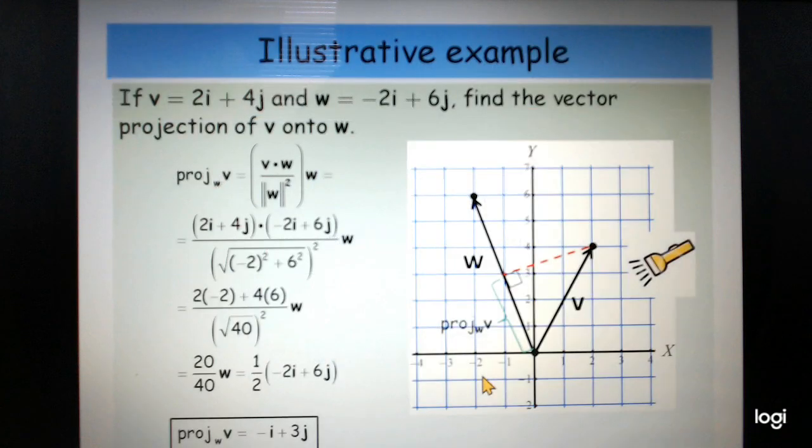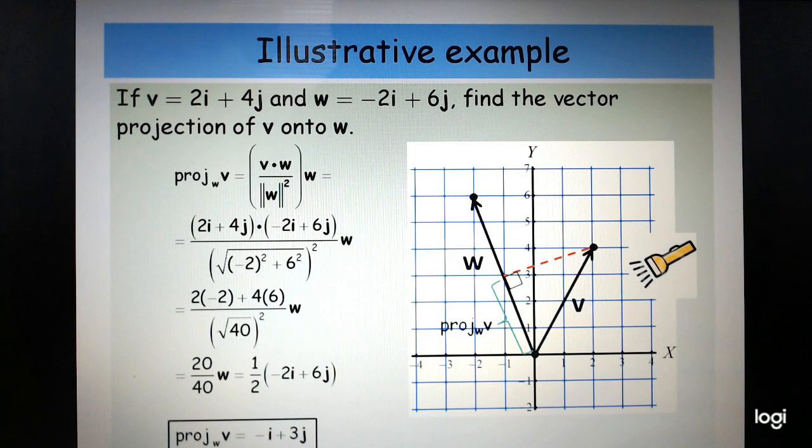Here we go. All right, let's do an example. Let's suppose vector v is 2i plus 4j, and I could have written that in angle bracket form as 2 comma 4. And vector w is negative 2i plus 6j, which I could have written as angle bracket negative 2 comma 6. So here's w, here's v. And what I want to do is find the vector projection of v on w.